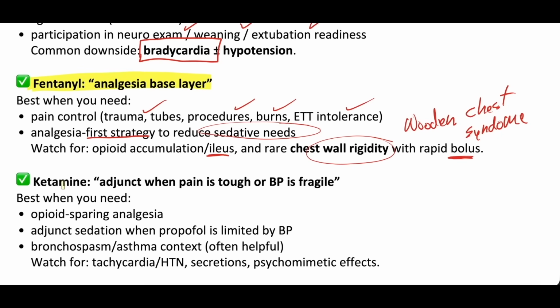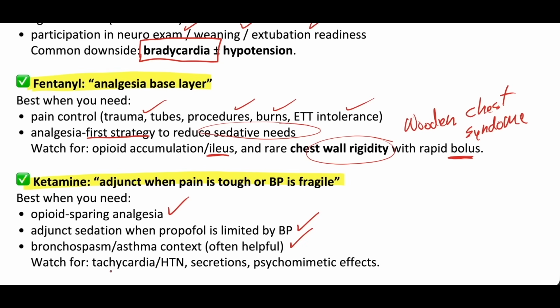All right, and then ketamine is a great adjunct for pain or sedation, especially when someone is hemodynamically fragile or they have a lot of opiate tolerance. So best used when you want opiate-sparing analgesia, an adjunct to sedation, especially if hemodynamics, hypotension is a limiting factor. And that can be really helpful in patients with bronchospasm like asthmatics because it causes bronchodilation.